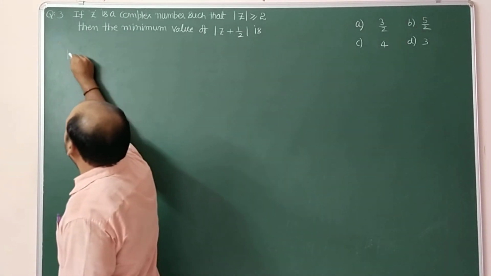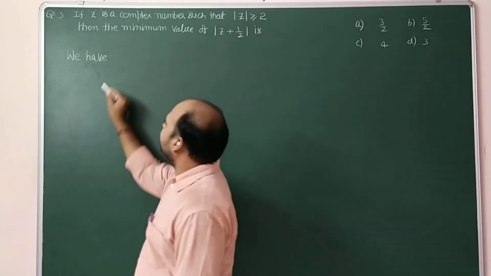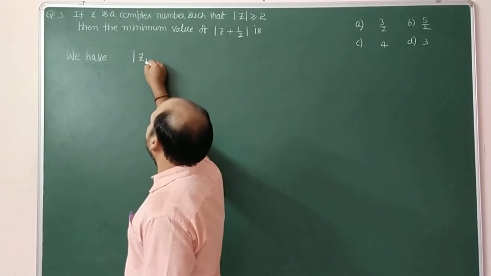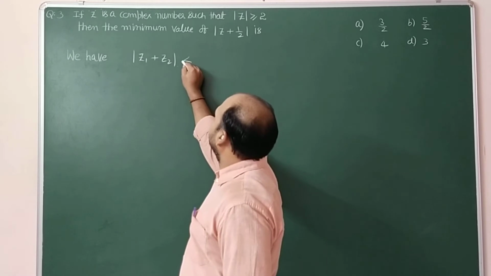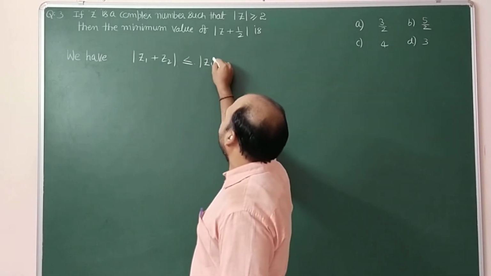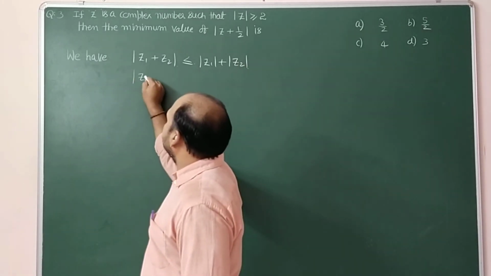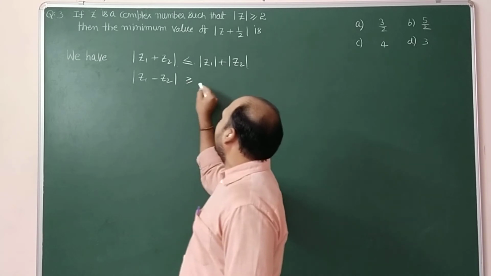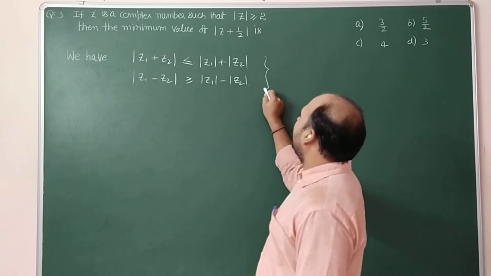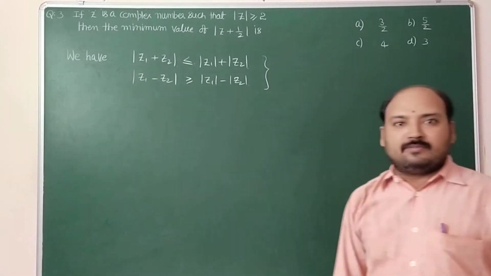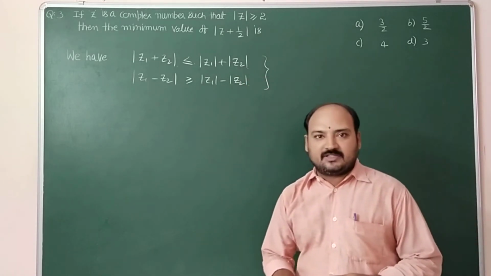See, we have some important inequalities. These are the standard results. We have mod z1 plus z2 is less than or equal to mod z1 plus mod z2. Mod z1 minus z2 is greater than or equal to mod z1 minus mod z2. These are the two important inequalities in complex numbers. Based on these, they regularly ask questions in complex numbers in JEE Mains.